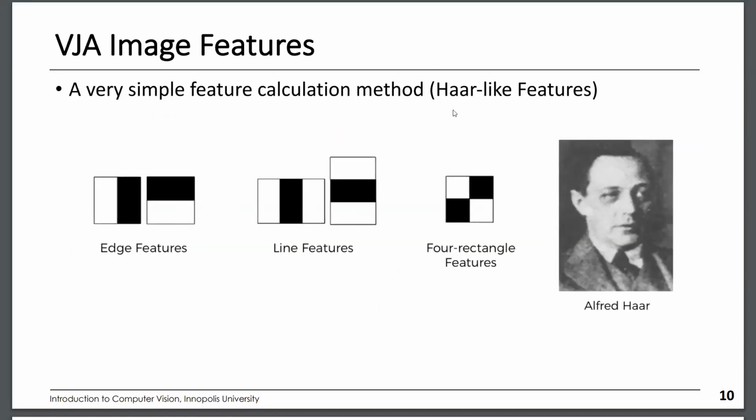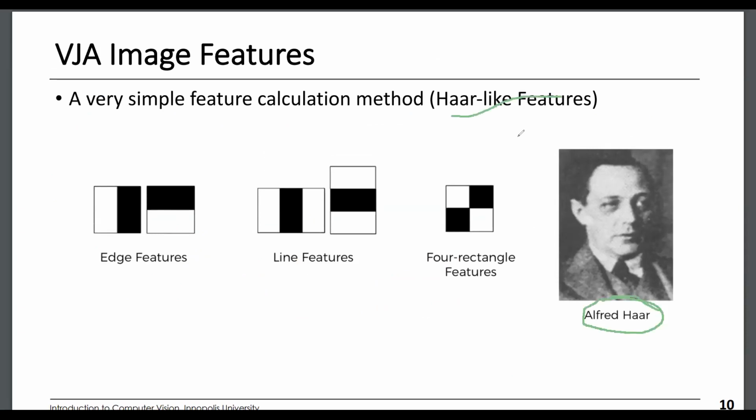Before going there, we will speak about something called Haar-like features. Haar-like features come from Alfred Haar, who created these features. They're very basic features. As you can see, these are some kernels that are useful for different edge detection cases or detection of different features.